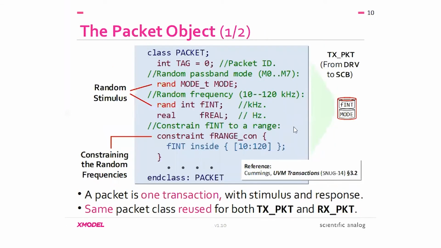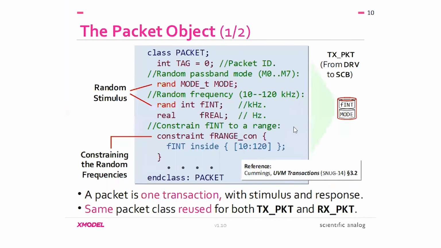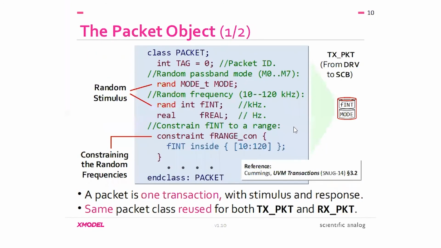Here's our packet class code. We've spread it over 2 slides. On the first slide, we'll focus on the input variables. The second slide, we'll look at the output variables. And this combining all the information into one packet is in sync with one of Cliff Cummings' guidelines published in his paper, UVM Transactions.